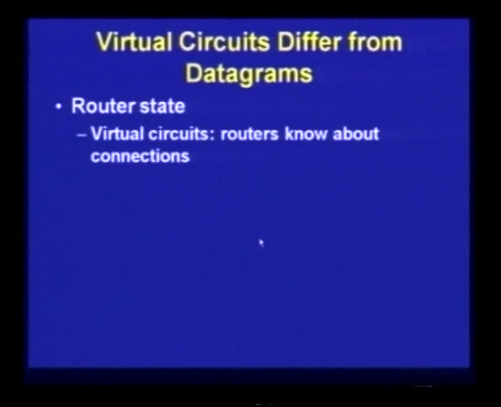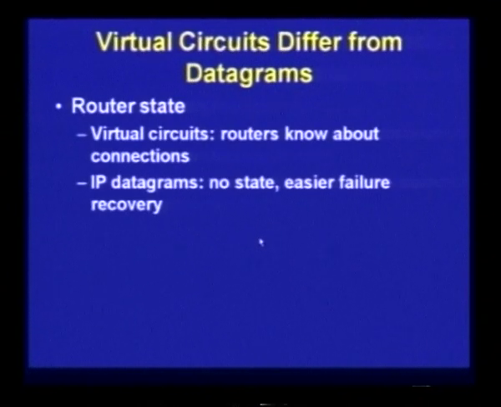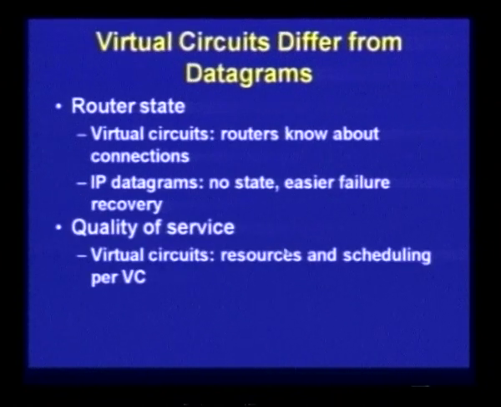Another difference is with respect to the router state. In virtual circuits the router must know about the connection, so some state is established, whereas in datagrams no state is established, so it is easier to recover from failures. As for quality of service, in virtual circuits resources and scheduling are done per VC, so you are able to provide quality of service, whereas it is difficult to provide quality of service in datagram networks.